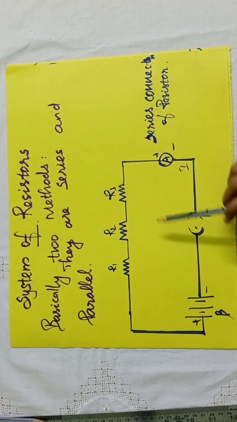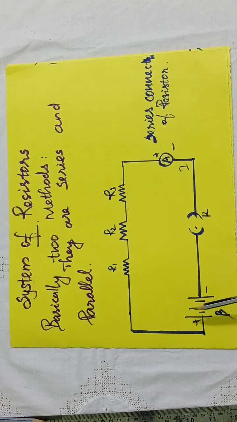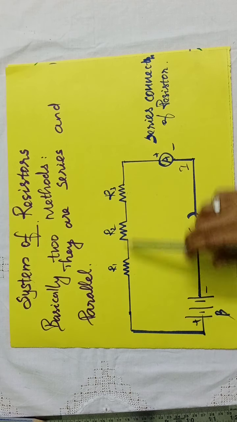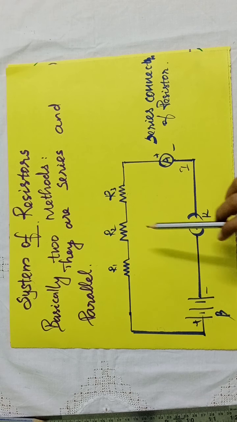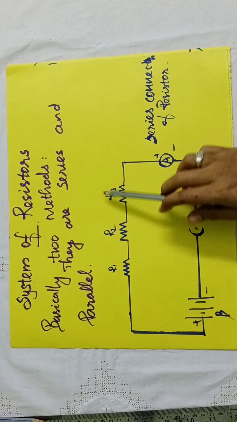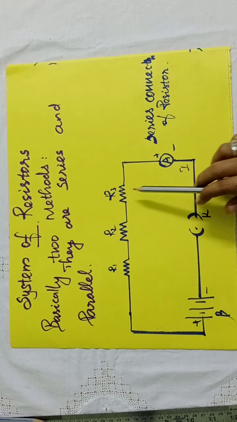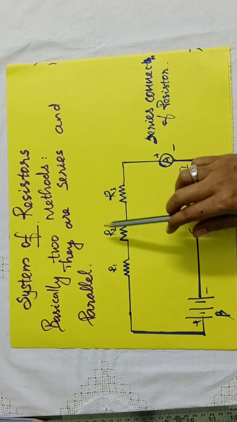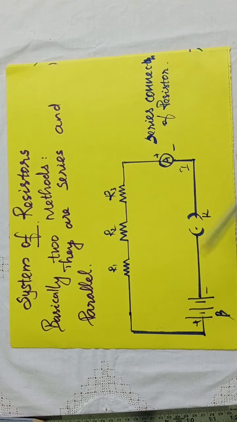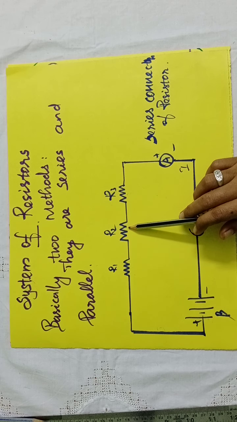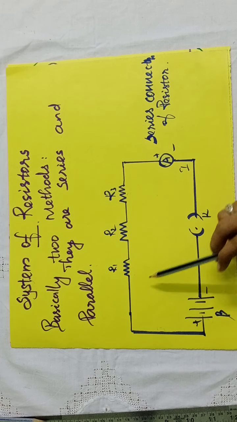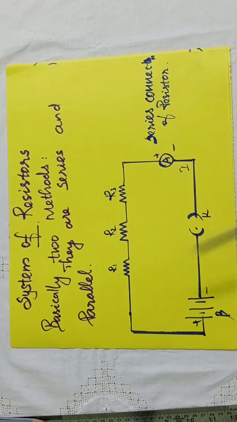In a series circuit, the same current passes through each of them. A series connection is a single loop connection. Simple loop connection. If the loop is disconnected or broken anywhere, the current flow will stop.